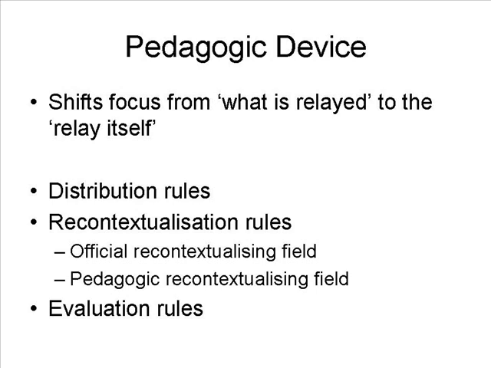And there are two aspects to the recontextualisation rules. One is what Bernstein refers to as official recontextualising rules, and the other is what he refers to as pedagogic recontextualising. He would argue that the balance in education between the influence of the official recontextualising field and the pedagogic recontextualising field ends up establishing what is seen as legitimate pedagogy.